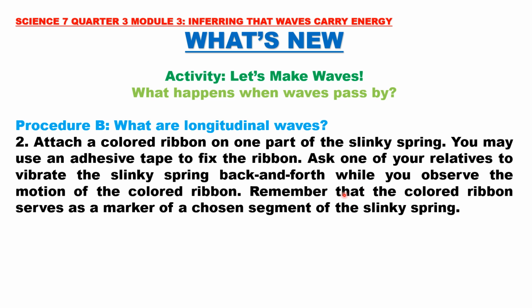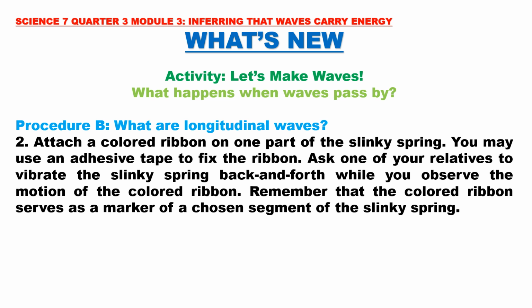Next, number 2, attach a colored ribbon on one part of the slinky spring. You may use an adhesive tape to fix the ribbon. Ask one of your relatives to vibrate the slinky spring back and forth while you observe the motion of the colored ribbon. Remember that the colored ribbon serves as a marker of a chosen segment of the slinky spring.